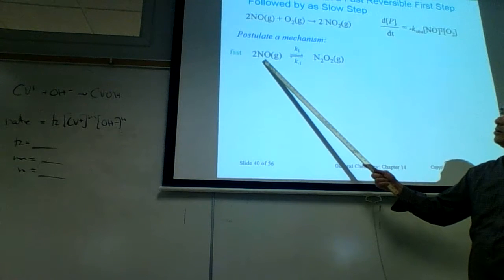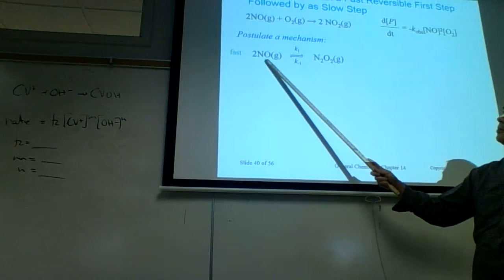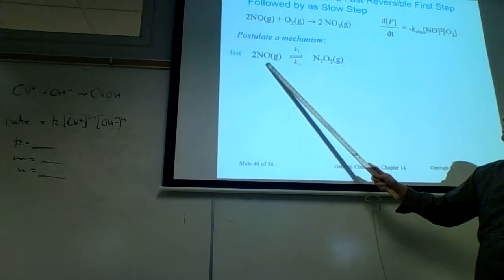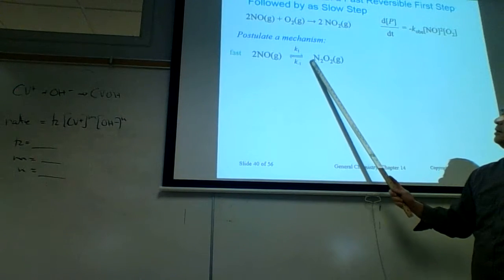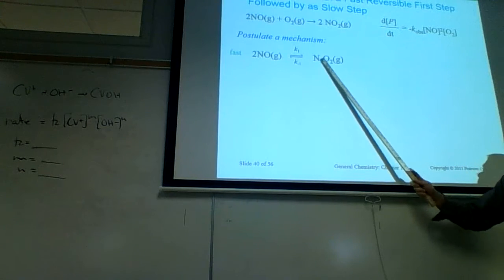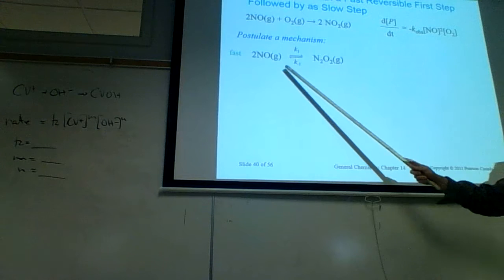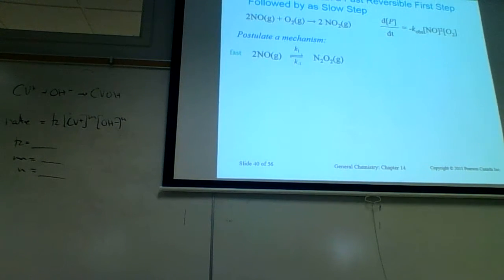But once we figure out the correct first one, well, we don't know if it's correct. There could be other ones. Once we figure out a plausible first step, that is 2 NOs collide to form an N2O2, that seems reasonable. Then this would be our first step. This cannot be the slow step, because if it were, there'd be no O2 dependence here. And experimentally, we do have an O2 dependence.